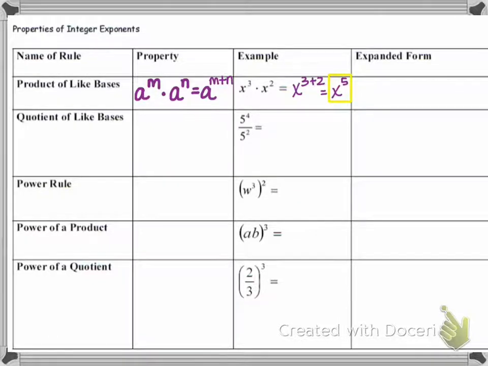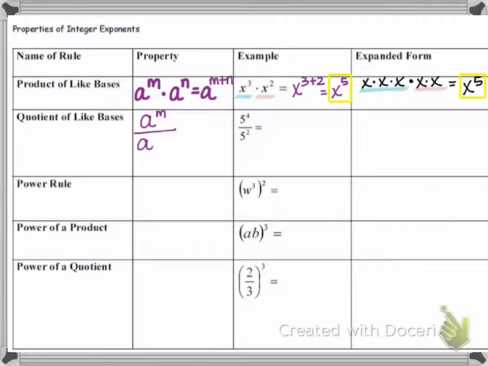So in the expanded form, we're going to write out all the factors of x. X cubed means we have 3 factors of x, and x squared means we have 2 factors of x. If I count up all those factors of x, I have x to the 5th power. Same answer. Now let's look at the quotient of like bases.